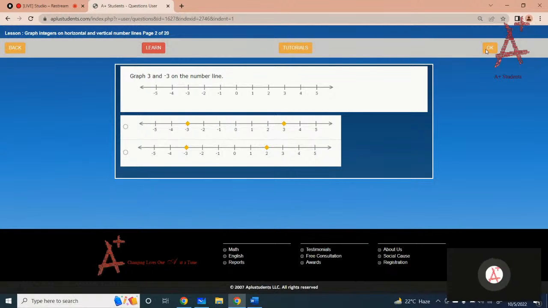Okay, graph 3 and negative 3 on the number line. So which option is the correct one? It's the first one. You have to represent 3 and negative 3. So 3 is on the right side of the 0 and negative 3 is on the left hand side of the 0. So the first option represents the 3 and negative 3. Got it? Yes, very good, Elvin.